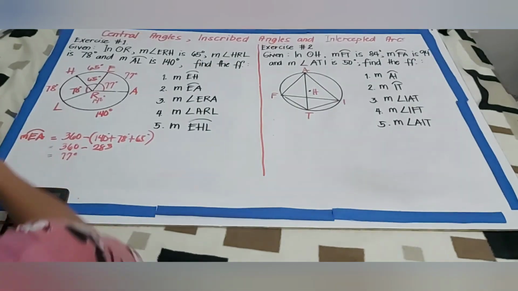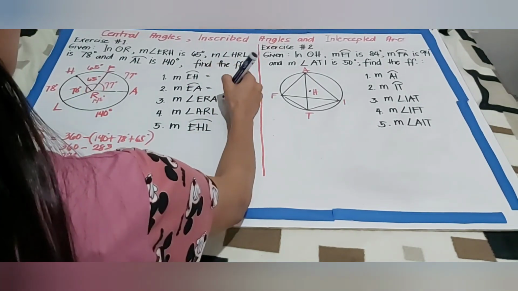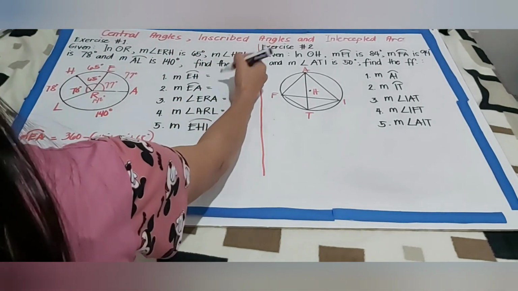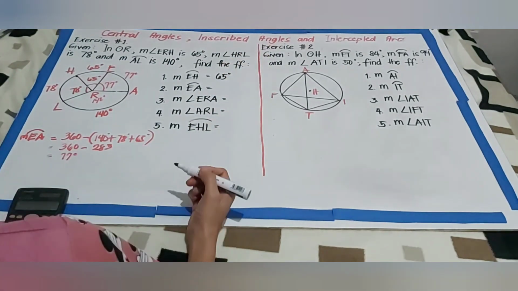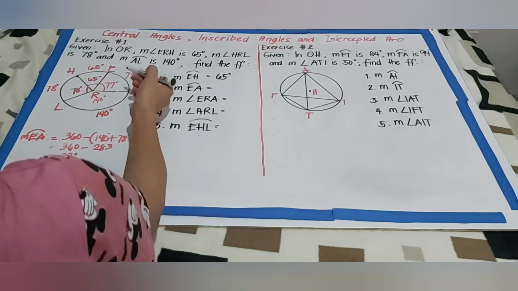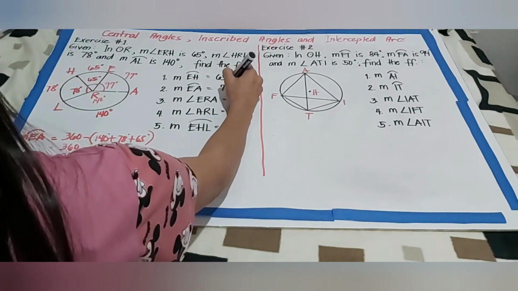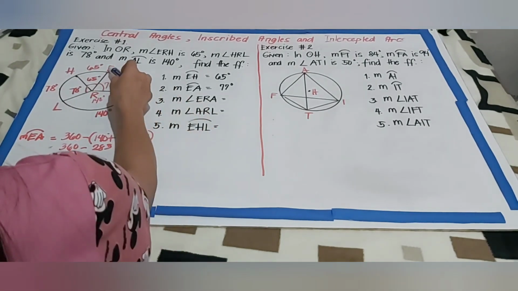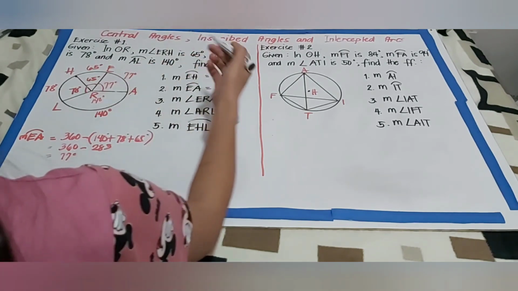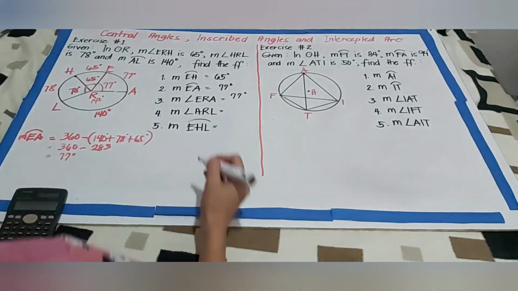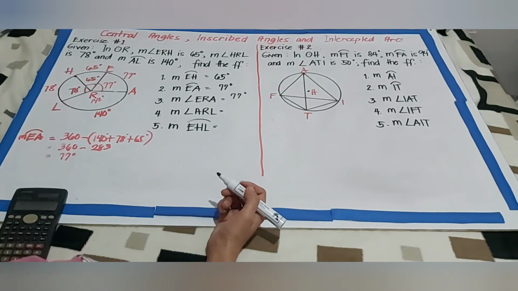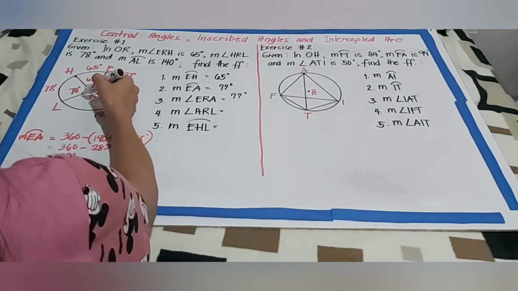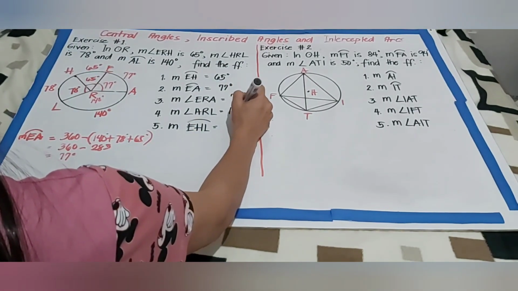So, pwede na tayo magsagot dito sa ating problems. Tingnan na lang natin ang ating figure kasi may sagot na tayo sa figure. Arc EH, eto siya. That's 65 degrees. Arc EA, eto, 77 degrees. Angle ERA, so eto. 77 degrees na rin. Okay? And then, measurement of angle ARL. So, this is 140 degrees.